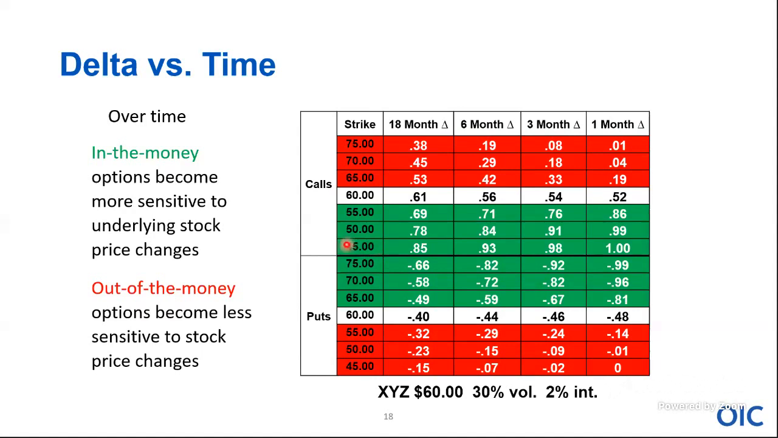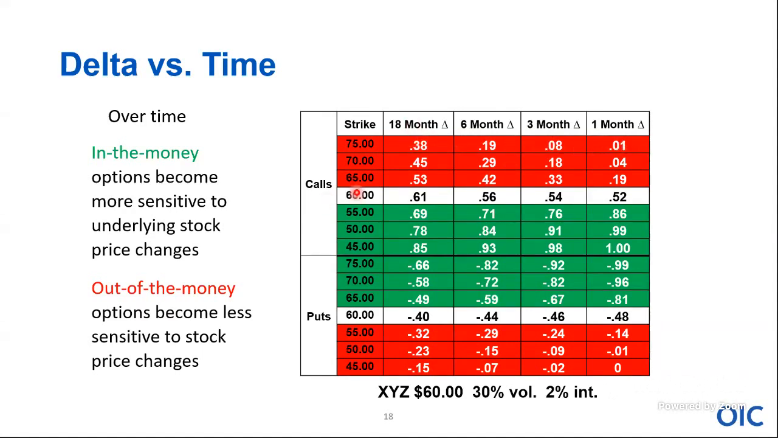The in the money call, the 45 strike, starts with an 85 delta, but as we get closer to expiration and the stock stays at 60, this in the money call is going to approach 1 and approach positive full correlation with stock price movements. Moving out of the money, the 75 strike, it's out of the money. As the stock moves, there's a delta here. A year and a half out, there's a delta. If the stock goes from 60 to 61, this option value might change by 38 cents. But as you get closer and closer to expiration, now we're 1 month out.